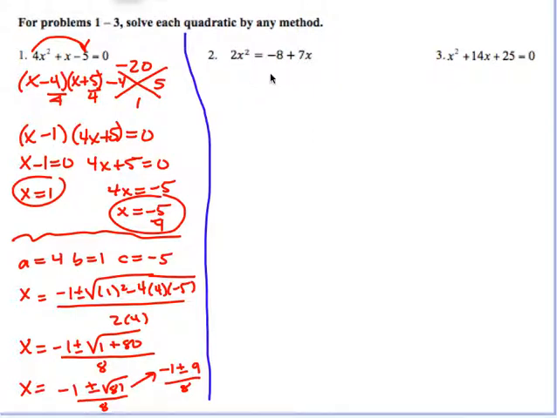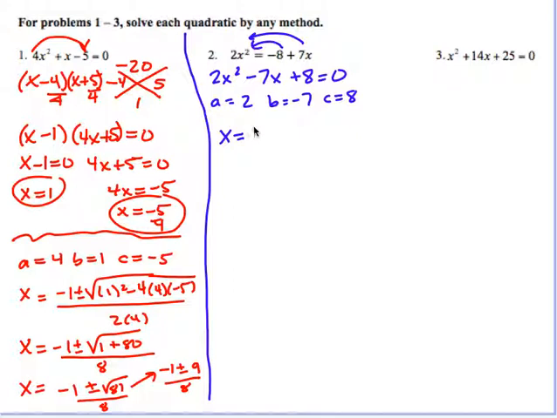Okay, the next one did not factor, so the best way to do number 2 was to use the quadratic formula. And I never like to have a leading coefficient of a negative, so I just bring everything over this way. So when you go to solve this, just use the quadratic formula. I wouldn't even use completing the square because you'd have to factor out that 2, and that would make it a little complicated. So here's your A, your B, and your C value. So x is going to equal 7 plus or minus the square root of negative 7 squared minus 4 times 2 times 8, all over 2 times 2.